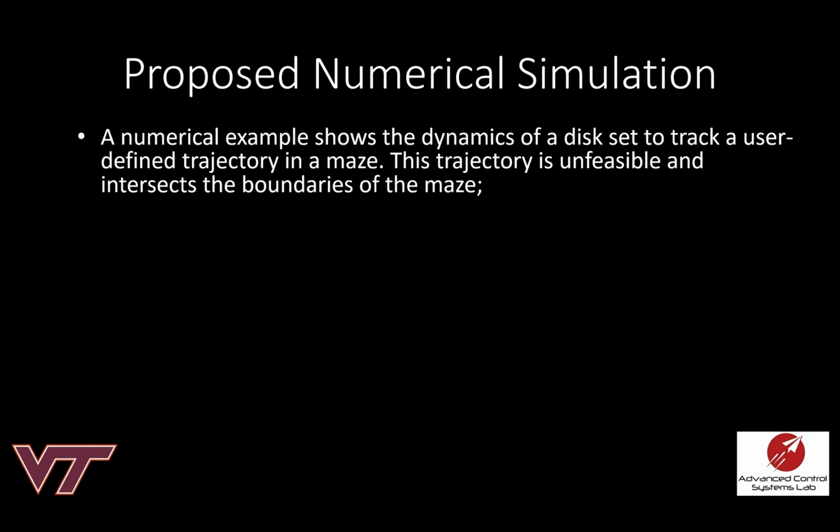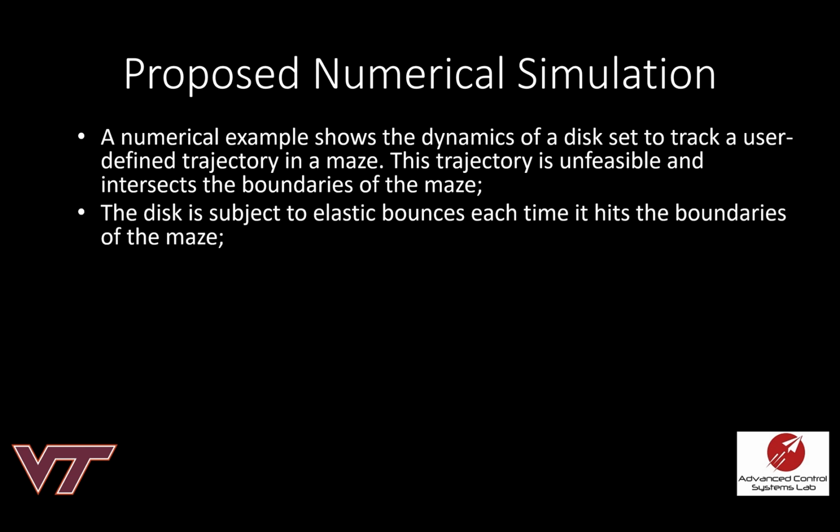This numerical example shows the dynamics of a disk tracking a user-defined trajectory in a maze. The trajectory is unfeasible and intersects the boundaries of the maze. The disk is subject to elastic bounces each time it hits the boundaries of this maze.